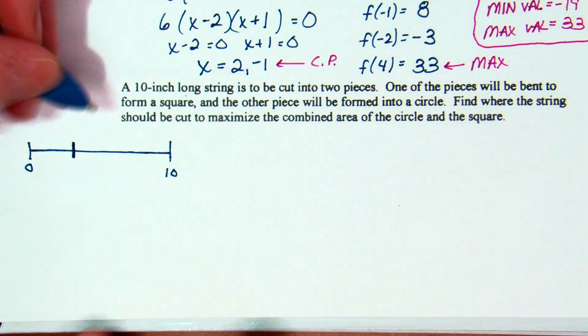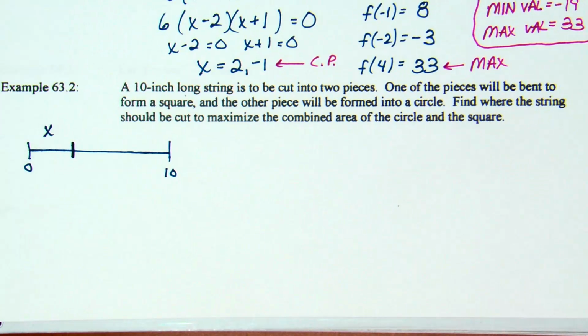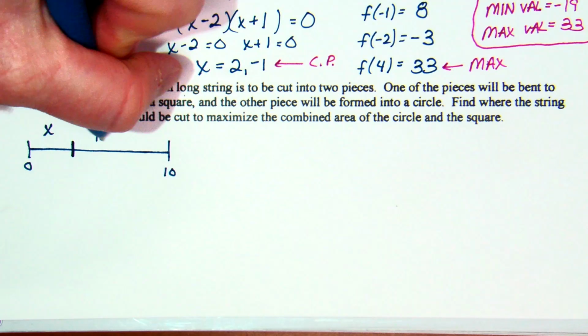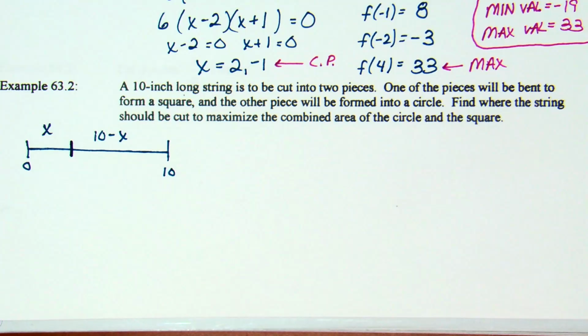But I don't want to incorporate a second variable right here unnecessarily. So if I use this piece for X, the whole string is 10. Then the other one can be used as 10 minus X. I know X and Y is so natural and so much easier in a way, but we're going to go with X and 10 minus X. Now, this was cut into what? A circle and a square. I don't think it matters which you set up where.